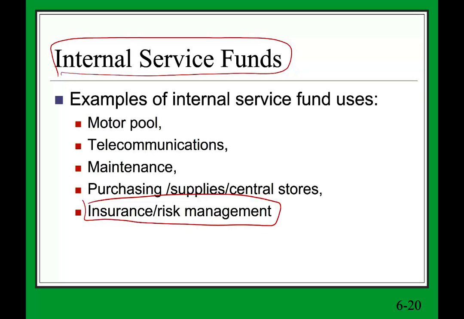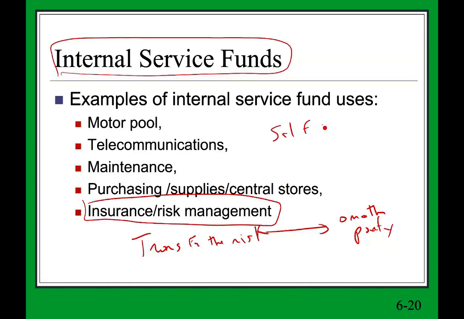Now, what is the idea of insurance? Well, the idea of insurance is to transfer the risk to someone else, to another party. That's the idea of risk management. So you transfer the risk by buying insurance from a third party. Some governments will try to self-insure themselves. And how does it work?